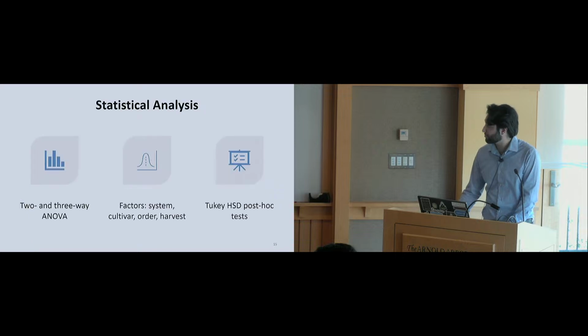So as for our analysis, we also had some 2- and 3-way ANOVAs. We had our factors of system, cultivar, order, and harvest, which made our R code very, very long because all of those needed to be individually labeled. And then for post-hoc testing, we had some Tukey's and some normality testing.